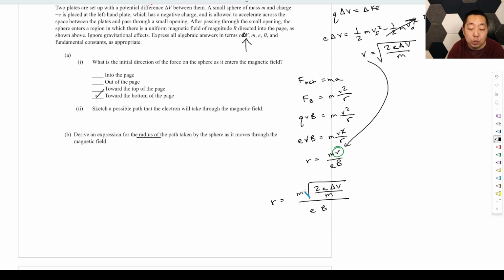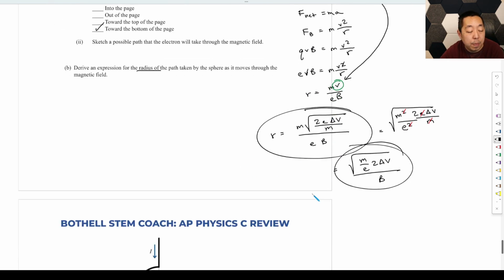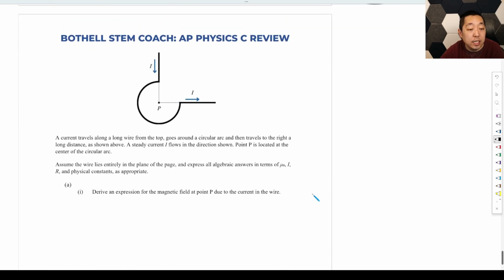Okay, now if you want, you can leave it like that. If you want to simplify, because you're kind of picky about it like I am, you can bring everything inside. That will become m squared 2e delta v over m, and you can bring the e inside, and that will be e squared on the bottom. So you can do a little bit of canceling. And so then you get the square root of m over e times 2 delta v divided by the magnetic field. So that is another way you can simplify that if you wanted to. Okay, you can also leave it like that. That's fine.